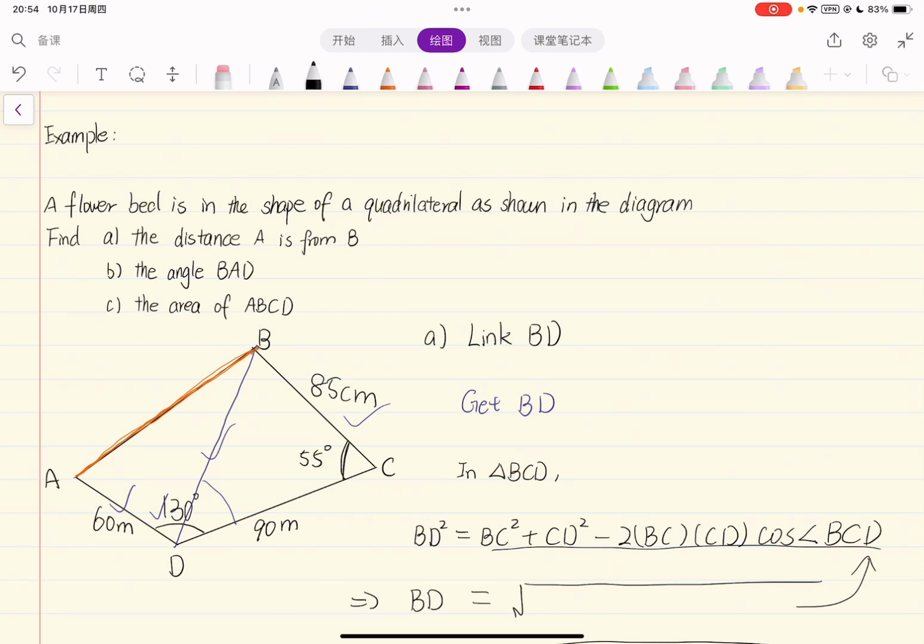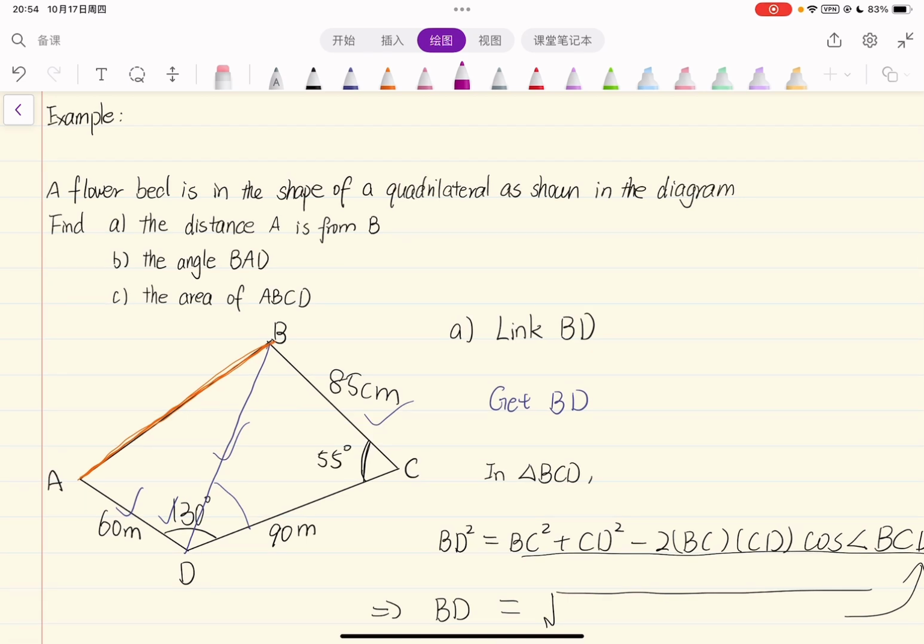So if you look at the triangle ABD, let me change the color. You want to find the angle BAD. We know the opposite side of the angle BAD is BD. We got this value. And also we know the angle BDA. We also get this one. From part A, we get the side AB. So we can use the sine rule to get the angle BAD.